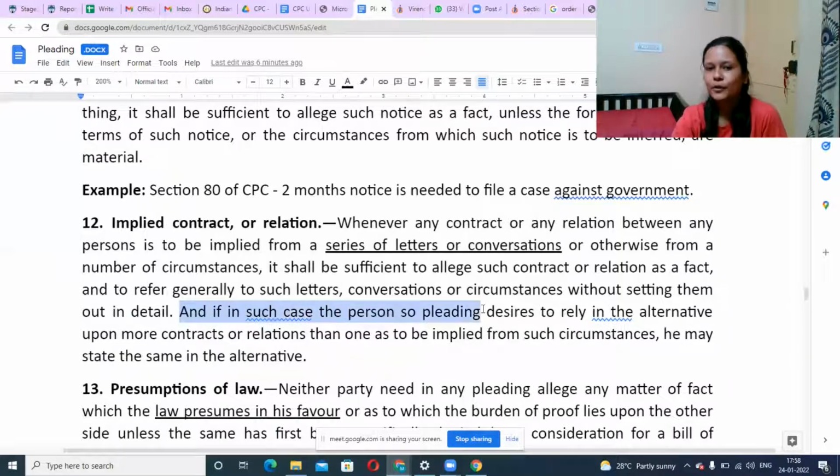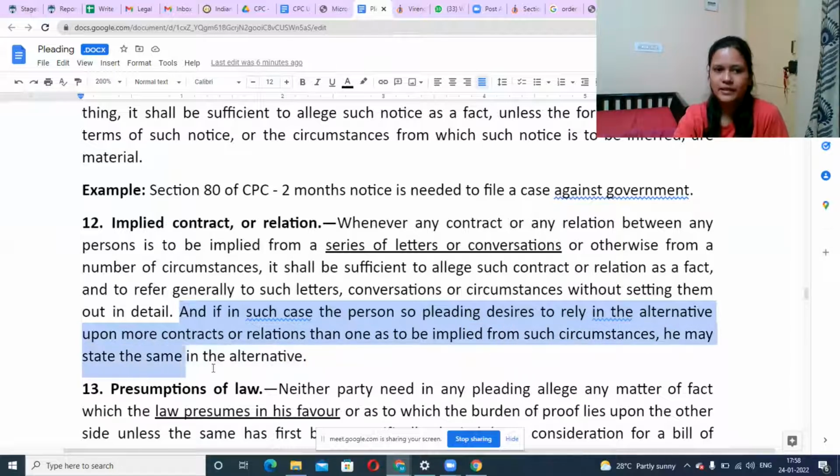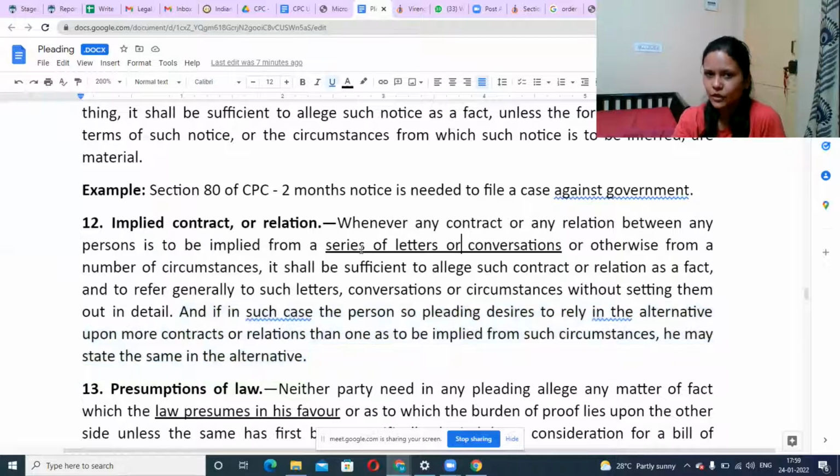And in such a case, if the person so pleading desires to rely in the alternative upon more contracts or relations than one to be implied from circumstances, he may state the same in the alternative. Unless there is some specific situation, the person can simply mention there were these conversations. But if there is one specific instance whereby he was expressly given the power to take a certain decision, he may say that there were all these email conversations, and in this certain one, he asked me to perform this work for him, so I thought it is an agency relationship, and based on that I'm making these claims in the pleading. In normal situations, these things will be sufficient if mentioned as a fact in the pleading. Later on, the court would see what proofs the person has and take a decision based on the merits of the case anyway.